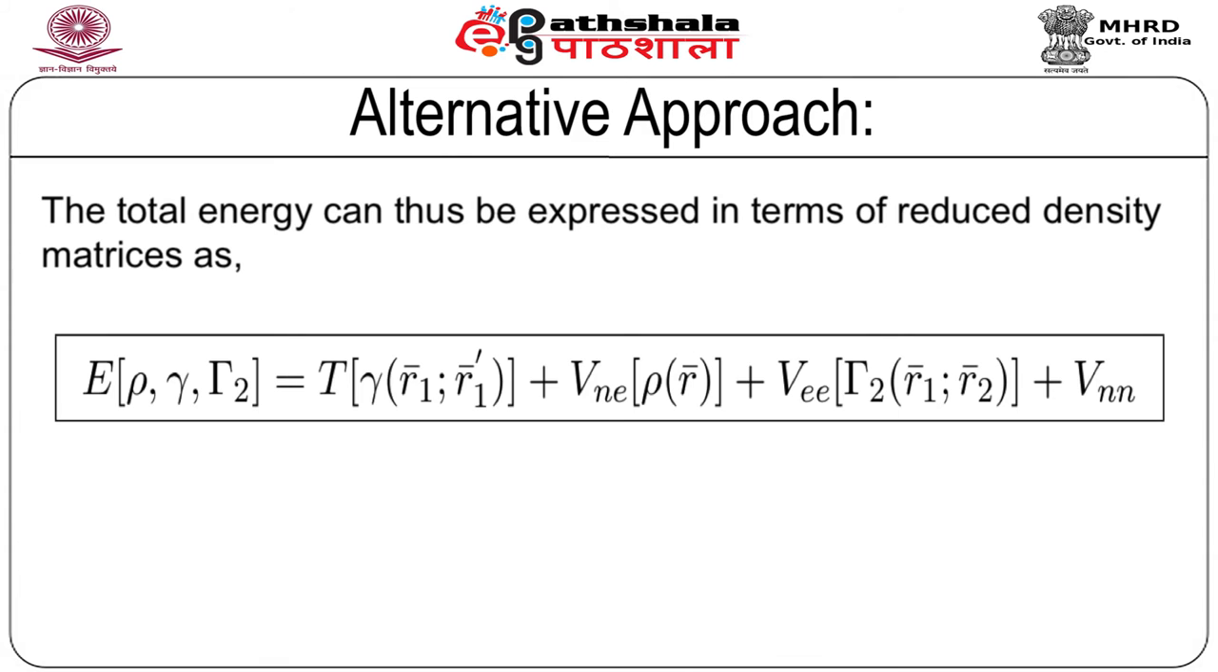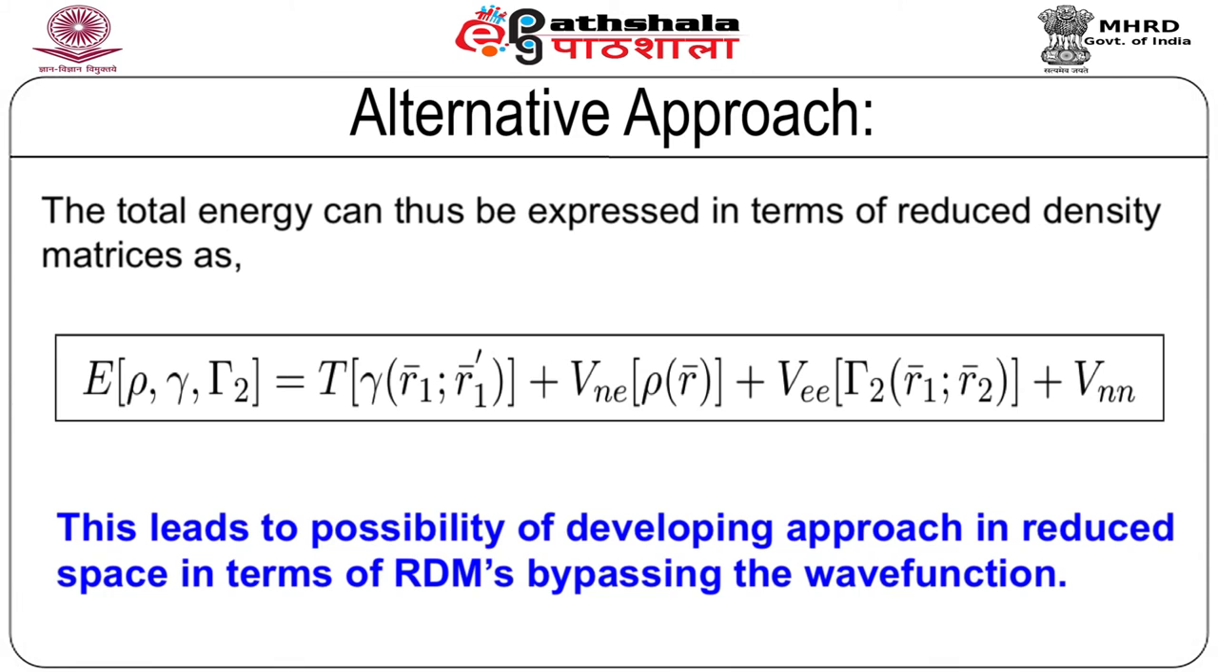The total energy can thus be expressed in terms of reduced density matrices, namely rho, this capital gamma 2 and little gamma, in the following fashion, where the kinetic energy term, the capital T, is a functional of this little gamma, V_NE is a functional of rho, V_EE is a functional of capital gamma 2, and V_NN is a constant term. This leads to the possibility of developing approaches in reduced space in terms of the reduced density matrices, namely rho, capital gamma 2, and little gamma, bypassing the need of using the wave function.